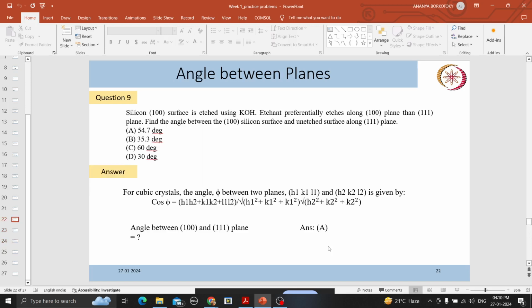Let me go back to this question. Okay, since you don't have any question, let me ask you one question. In this question, the angle between the planes for silicon. How are we getting this formula? Cos phi equal to this formula. How are we getting it? Can anyone tell?